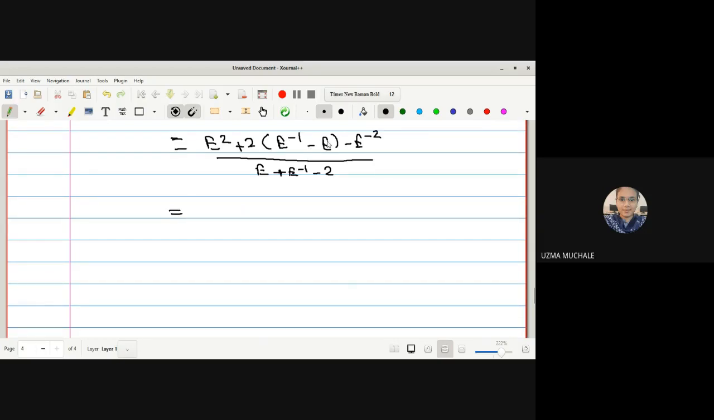Okay, what is this one? E raised to minus 1 minus e. See from the last formula relation which we have obtained.